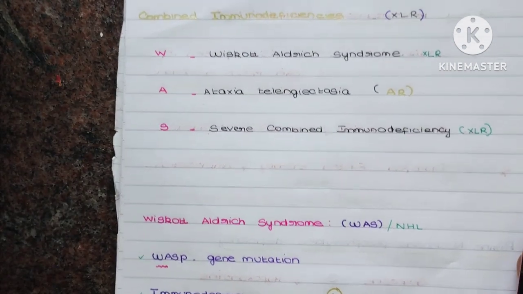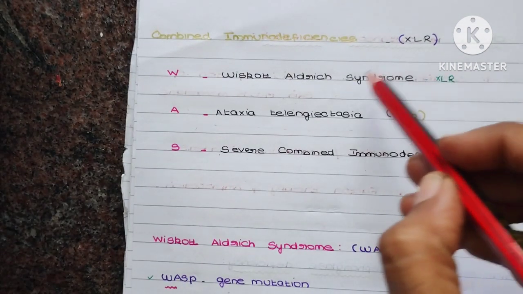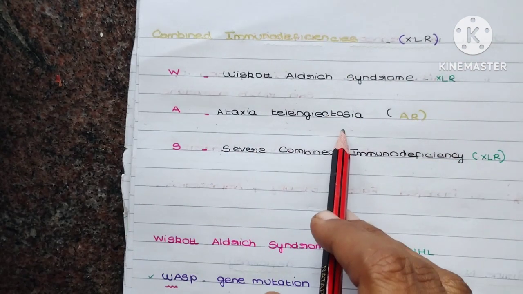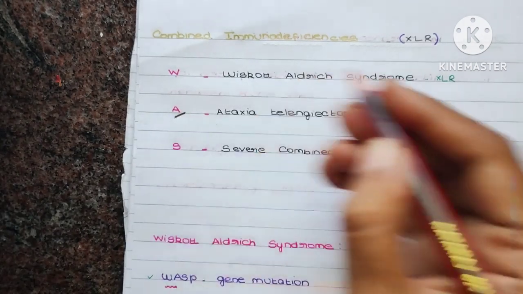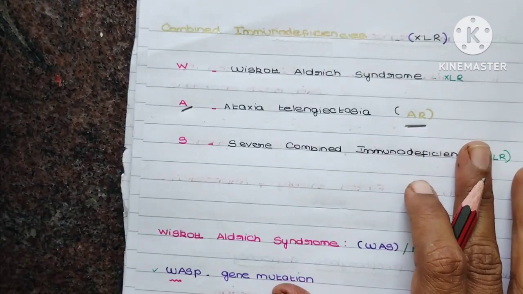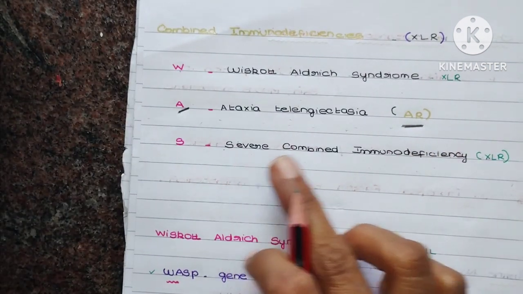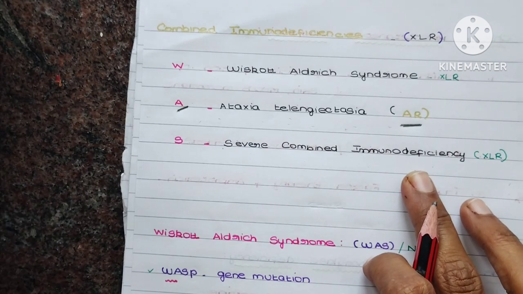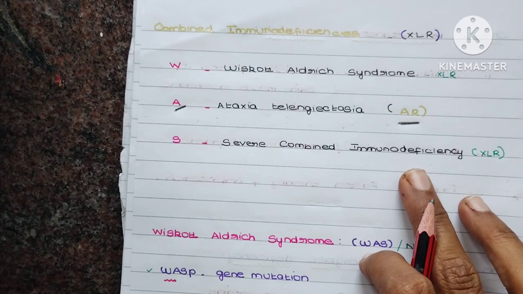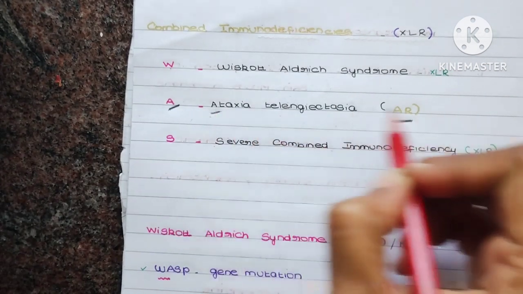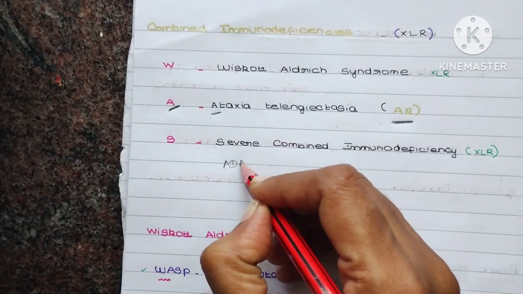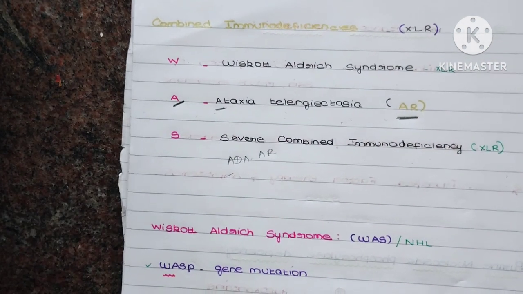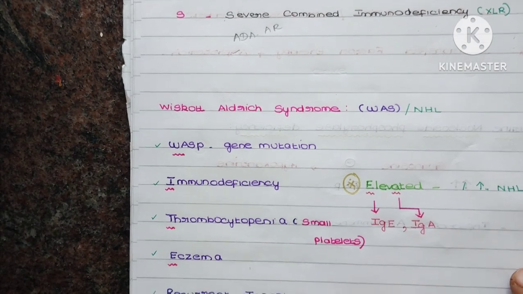Here you want to remember that all the diseases are X-linked recessive except ataxia telangiectasia. You can remember A. So the rest are all XLR. Again, there is another variant. In severe combined immunodeficiency, there is adenosine deaminase deficiency, that is ADA, which also comes under autosomal recessive. You can remember it starts with A, adenosine deaminase deficiency starts with A, so it is autosomal recessive.